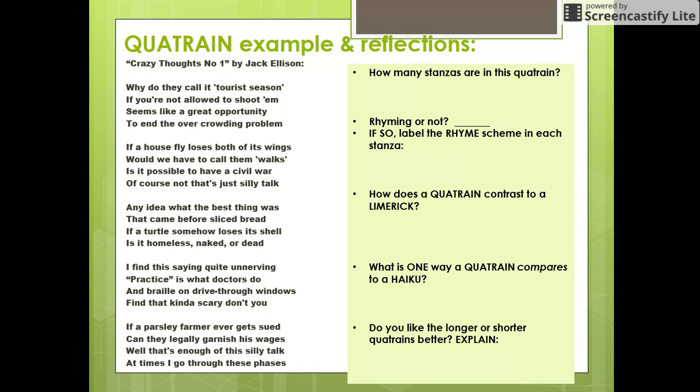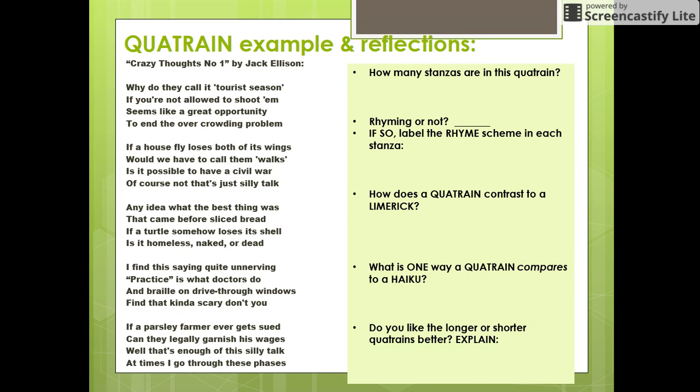Please reflect on this quatrain and answer the questions, comparing and contrasting to previous lessons too, so use your notes. First of all, how many stanzas are in this quatrain? Is this a rhyming quatrain or not? And if so, label the rhyme scheme in each stanza. How does this quatrain, or any quatrain, contrast to a limerick? How is a quatrain different from a limerick?